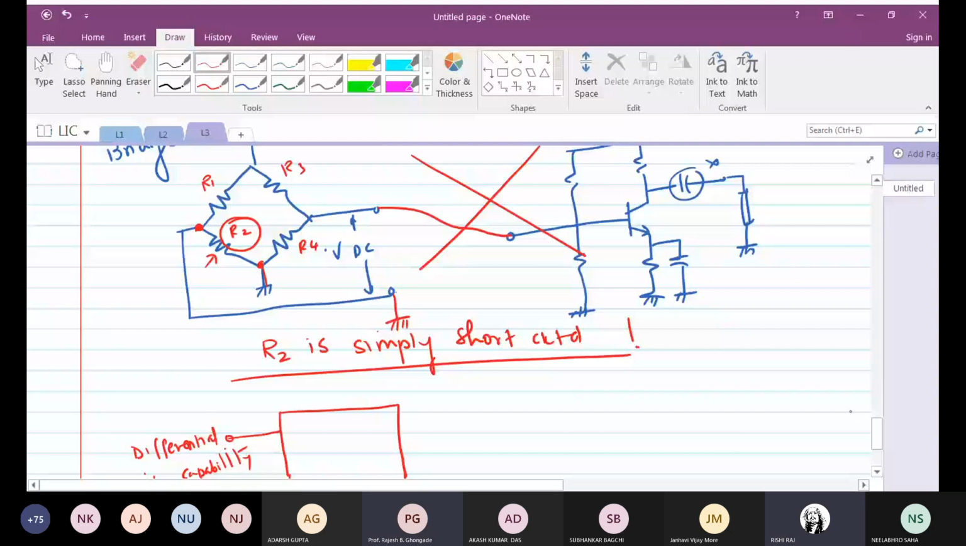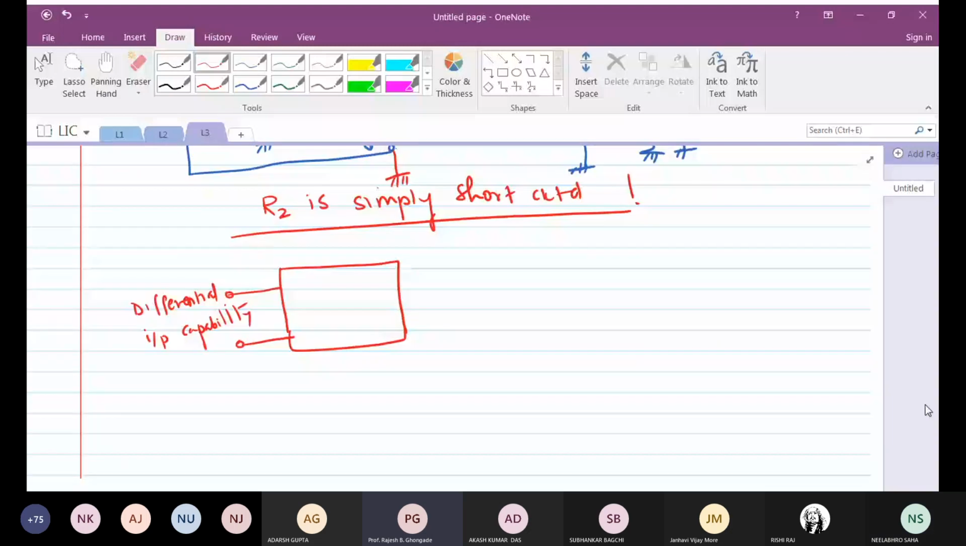So we have to hunt for a different type of circuit, different type of amplifier here. Okay? You cannot use a single stage amplifier as the building block or the input stage and the intermediate stage of the operational amplifier.